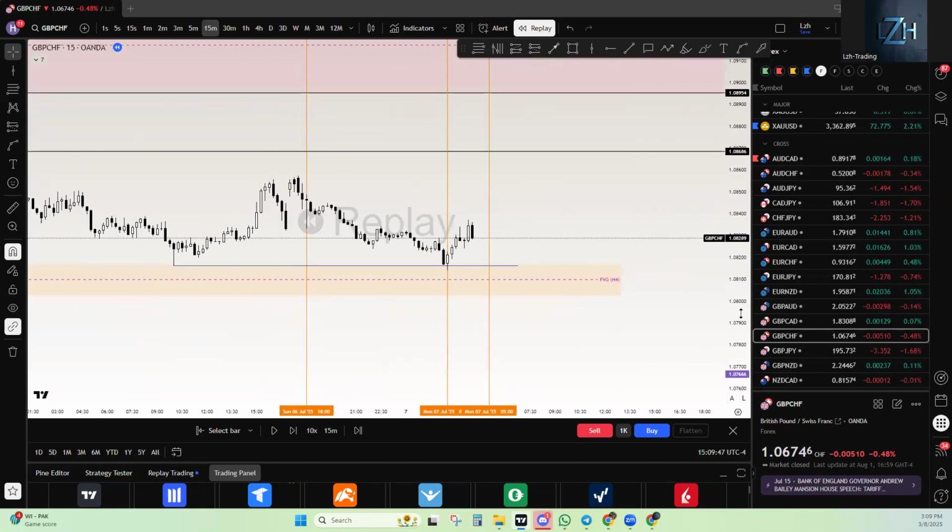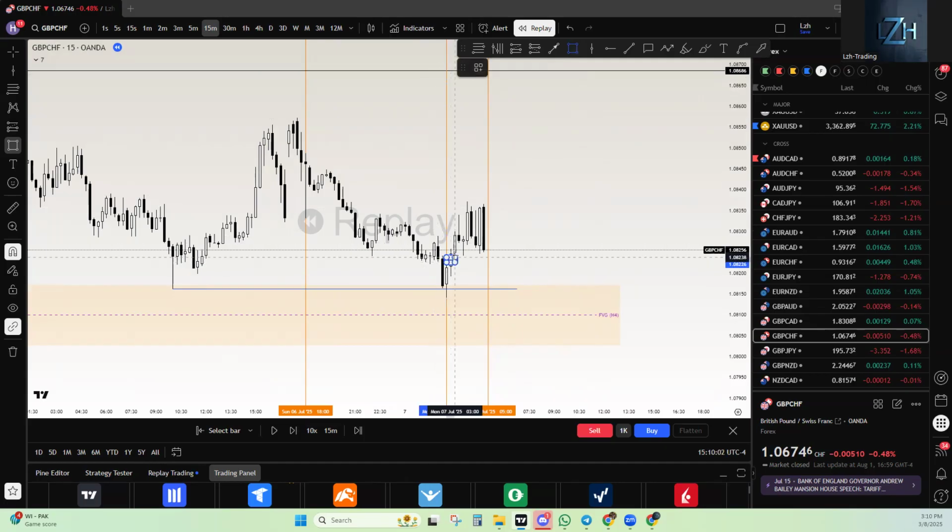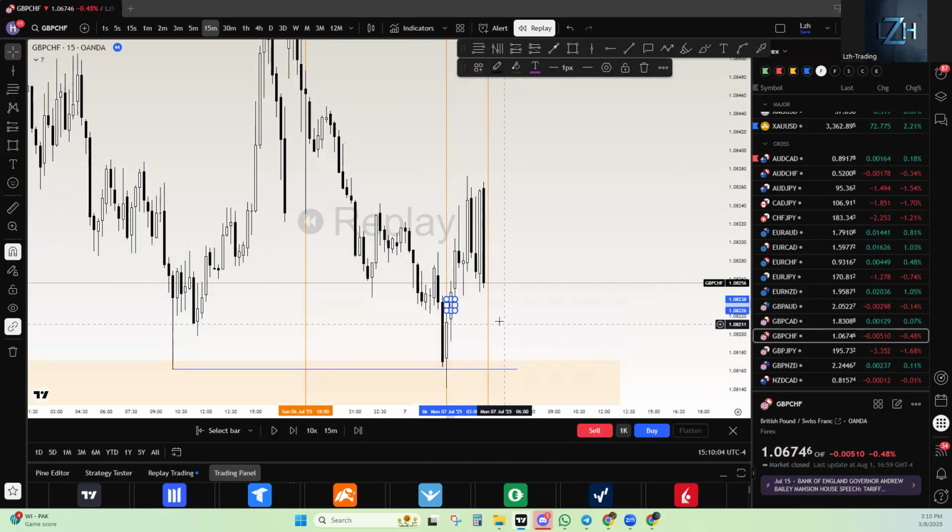So what I did here was that once price took out the 2:30 level, if I'm not wrong, I did wait for a bit. This is the 15 minute fair value. There are two, basically.